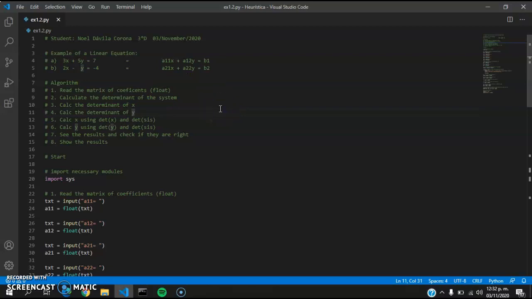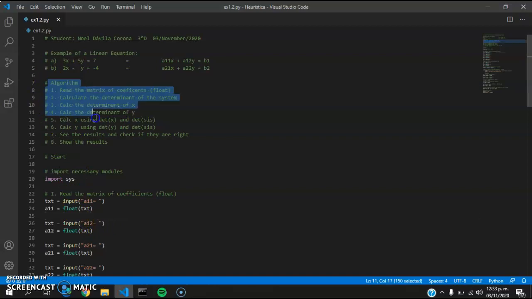Now, there's a lot of methods to solve a system of linear equations, especially if the system is a 2 times 2 because it's the easier one. But today I'm going to show you the determinant method. This method consists of getting the determinant of the coefficients of x and y, and then getting the determinant of x and the determinant of y, and with those three values you can know the values for x and y. I'm going to explain it better later.